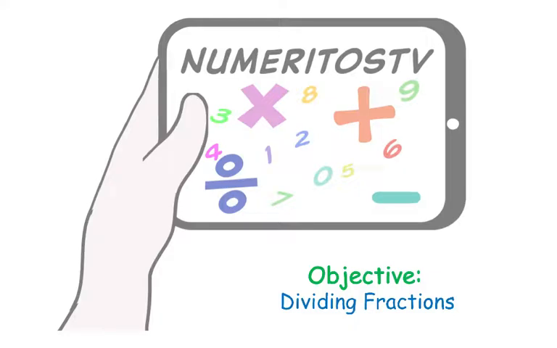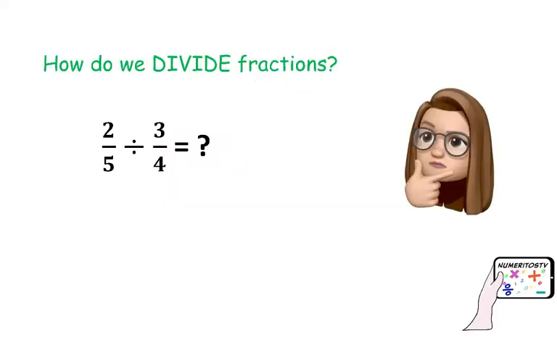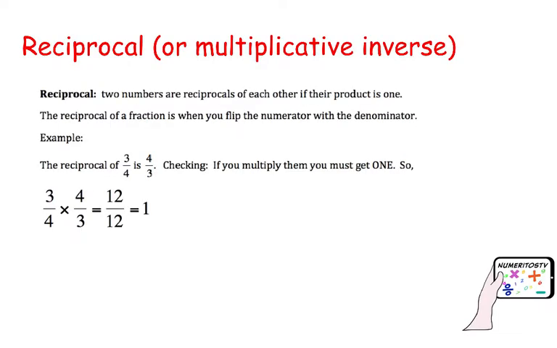The objective today is to divide fractions. But how do we divide fractions? To understand better division of fractions, we need to understand what is a reciprocal or a multiplicative inverse. Two numbers are reciprocals of each other if their product is 1. The reciprocal of a fraction is when you flip the numerator with the denominator.